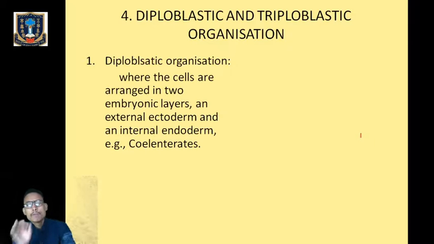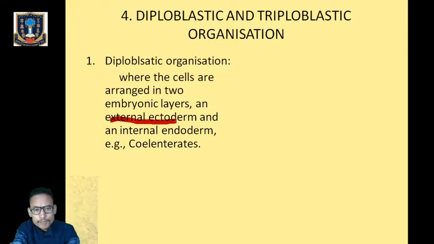In diploblastic organization, the animals are those where the cells are arranged in two embryonic layers. That means in diploblastic organization, we are observing the presence of only two embryonic germ layers. And what are those germ layers? We have got an external, meaning outer, ectoderm, and we have got the internal, meaning inside, which is called the endoderm. The word ecto, E-C-T-O, means outside, and endo, E-N-D-O, means inside.